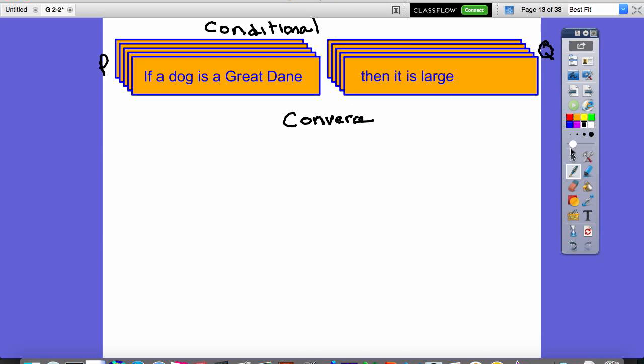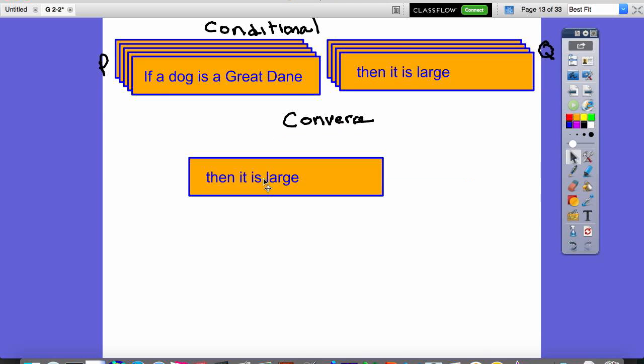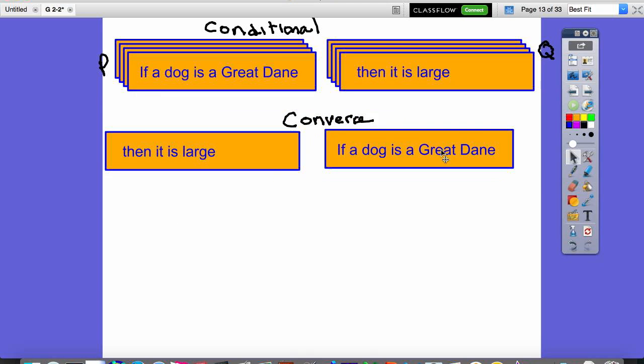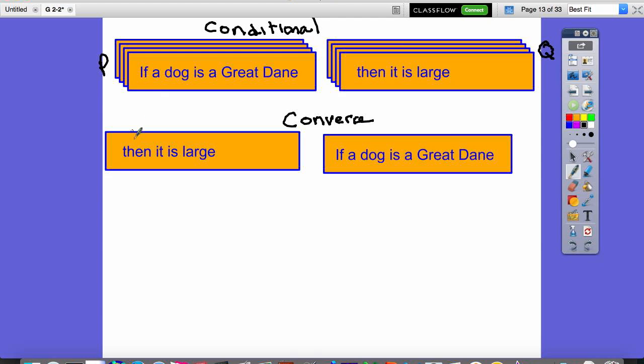So let's first talk about the converse of this statement. The converse is when we're going to switch the order. We're going to take our conclusion and make it our hypothesis, and we're going to take our hypothesis and make it our conclusion. So we have to change the words. If a dog is large, then the dog is a Great Dane. Okay?